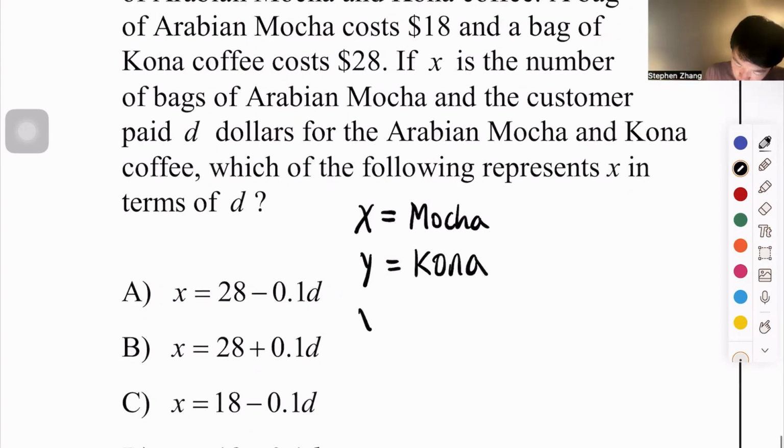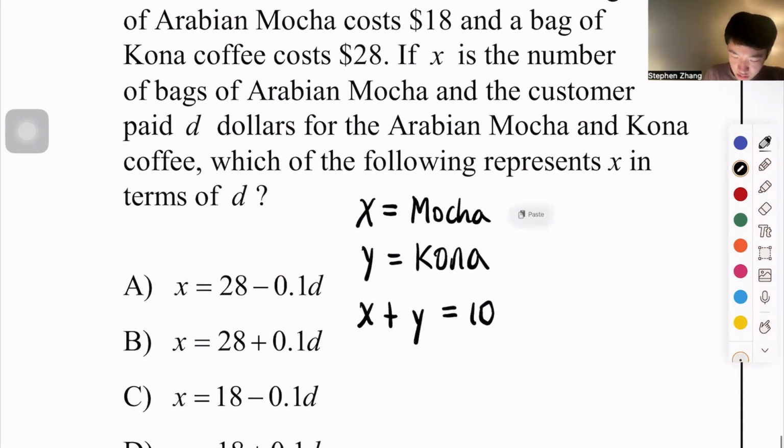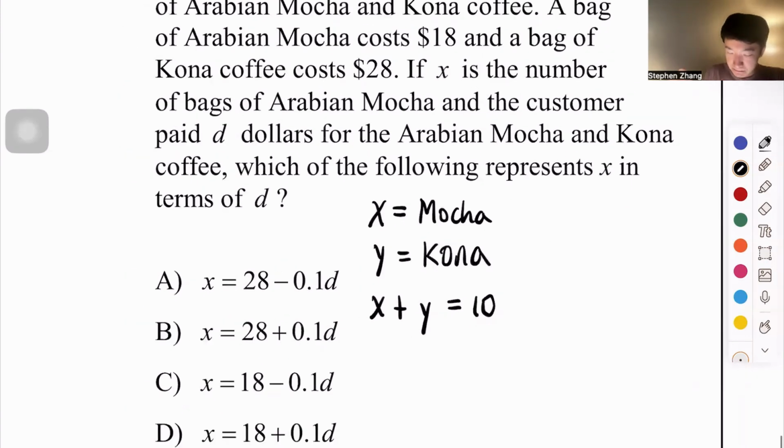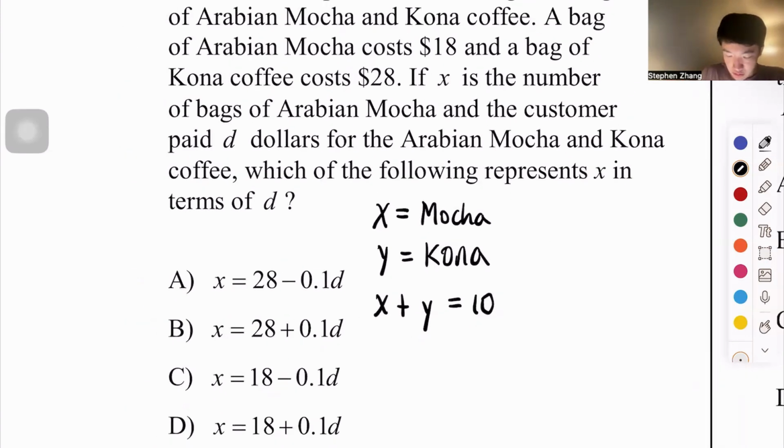And creating my equation for quantity, I could have x plus y is equal to 10. So I did my first half of the problem right now. And the second half is using these dollar values, so the 18 and the 28. And they told us they paid D dollars, so I can create another equation for the amount of money spent. And the customer spent 18 for the mocha and 28 for the Kona. So I got 18x plus 28y is equal to D.